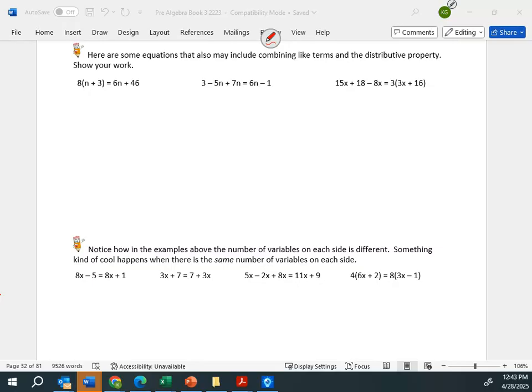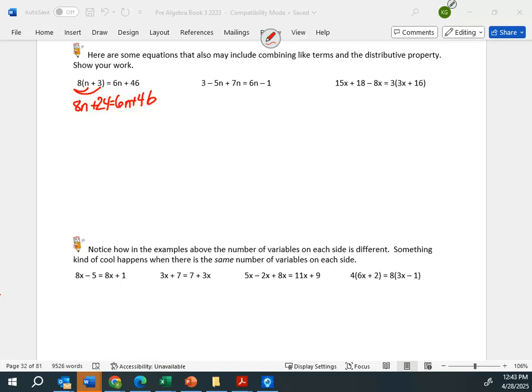Remember, PEMDAS, first thing we do is the parentheses, so we want to do that distributive property. So 8 parentheses n plus 3. How do I get rid of my parentheses? Eleanor? Multiply n by 8 and 3. I'm going to multiply that 8 through. So 8 times n is 8n. 8 times a positive 3 is a positive 24. And then I bring down the rest of my equation. Now it looks like what we were doing on the first page. It's just one more step.